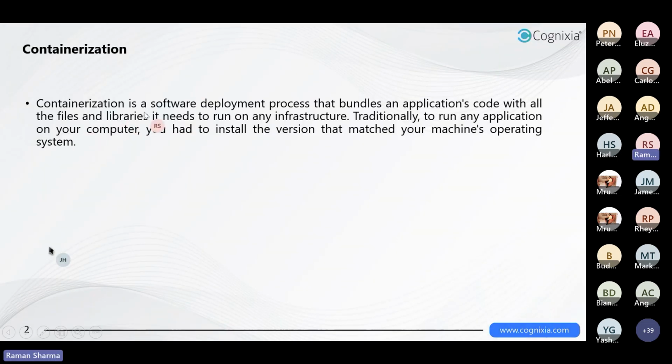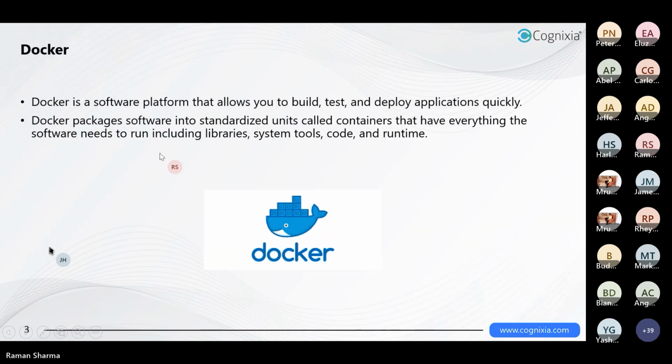Right? So containerization is a software deployment process that bundles application code with all the files and libraries needed to run on any infrastructure. Traditionally, to run the application on your computer, you had to install a version that matched your machine's operating system. Docker, this is the logo of Docker. It's a software platform that allows you to build, test, and deploy applications quickly.